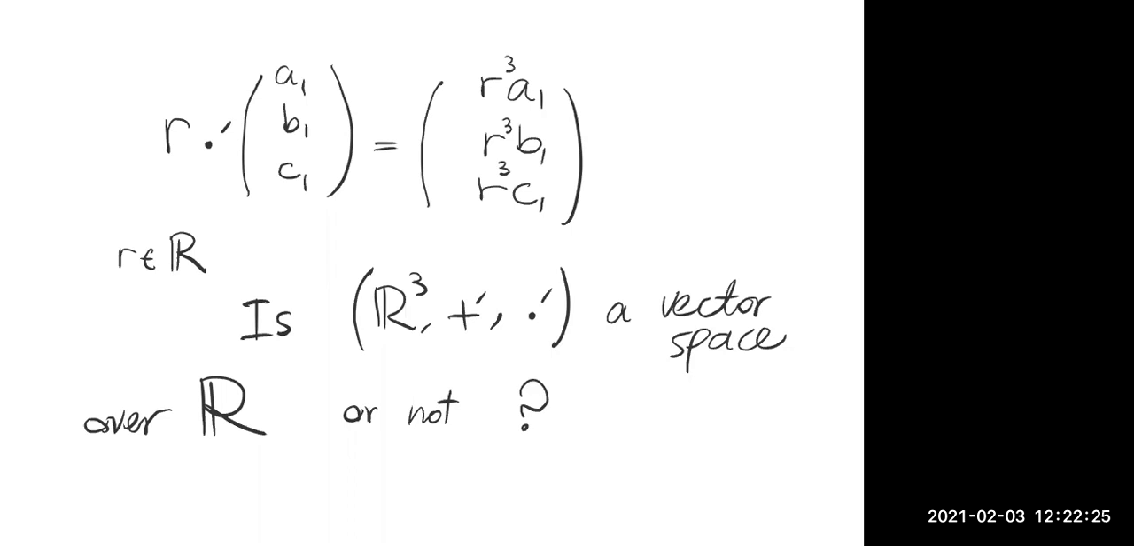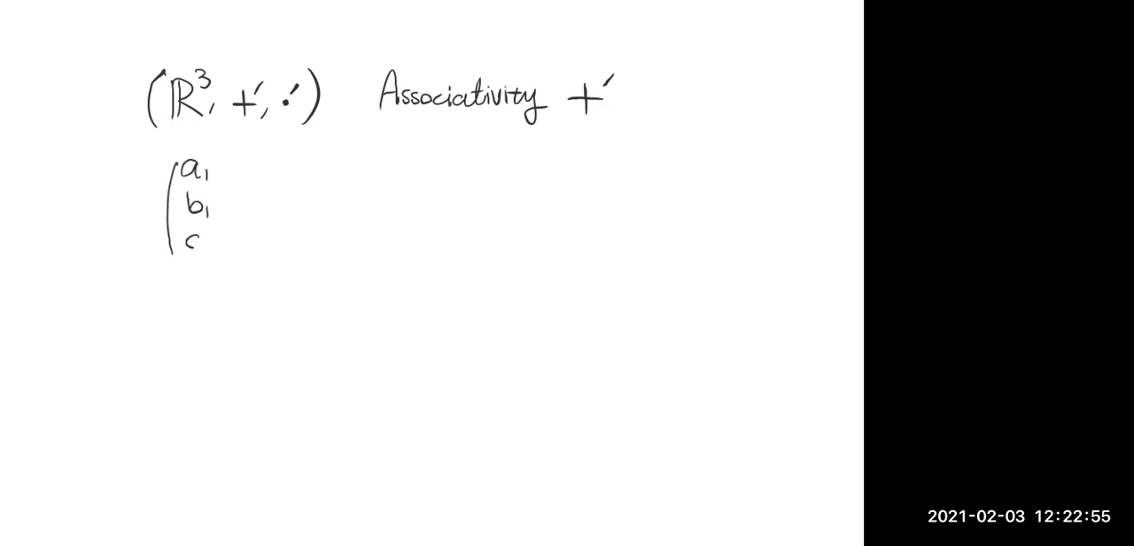Okay, thank you. Let's see that. The claim is that this space R3 with this new addition and this new multiplication would fail associativity for addition, for this new addition. Let's take three vectors, A1, B1, C1, A2, B2, C2, and A3, B3, C3.